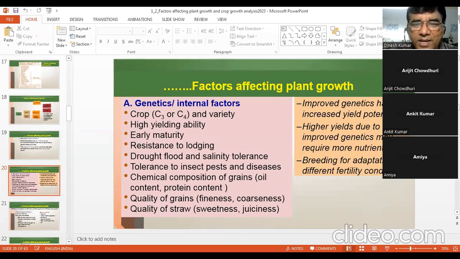Quality of grains, fineness, coarseness. Take the example of basmati rice and high yielding varieties. High yielding varieties give you high yield, but if you want basmati rice, their yields are low. So quality generally means if you want quality, you will get less quantity.